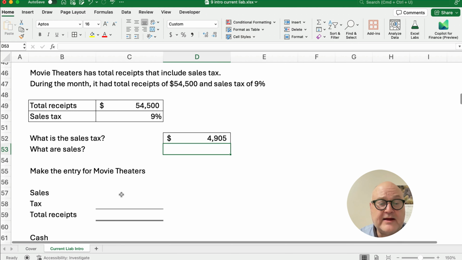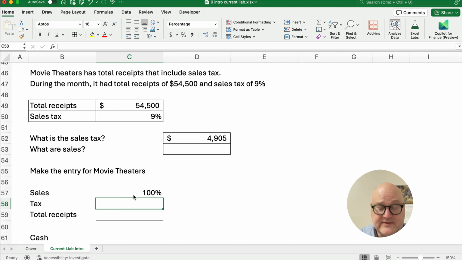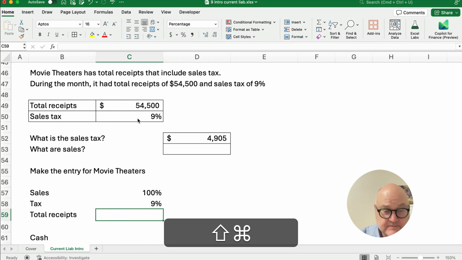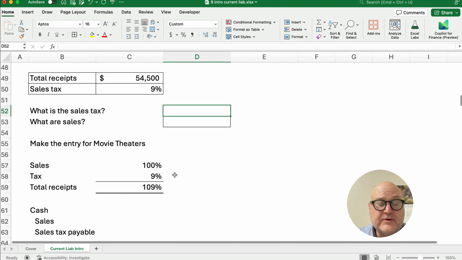So here's the way we think about it. Our sales are going to be the 100%, and then in this case, we're going to add on the 9%. So we've collected a total of $109. So this sales tax is not going to be correct. So how do we calculate this?